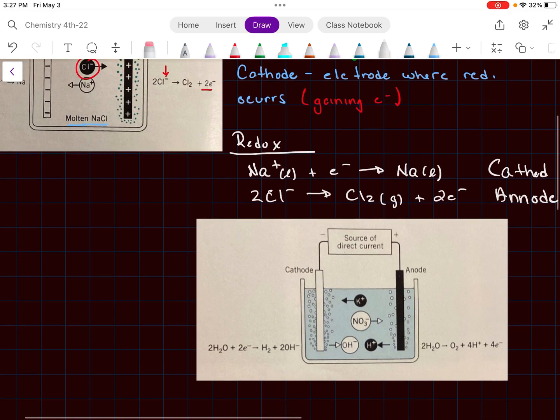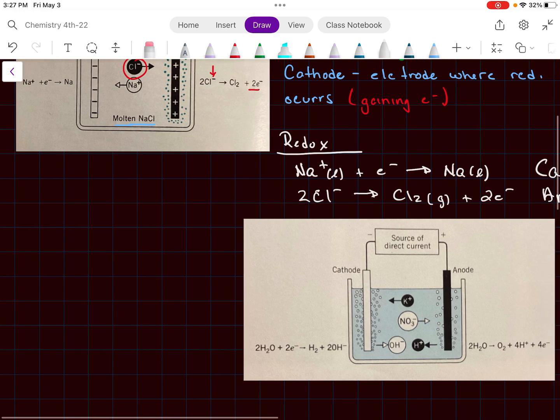Here we have another example of a voltaic cell. Okay, again, a voltaic cell is going to be characterized by everything happening in the same container. So everything here is in the same solution. Now, in this case, the solution that we have is going to be a nitrate solution, right? So the solution here, even though it's not labeled, is actually potassium nitrate.